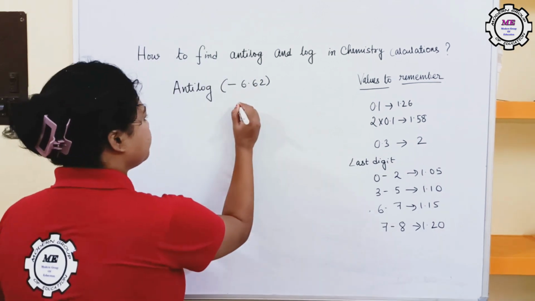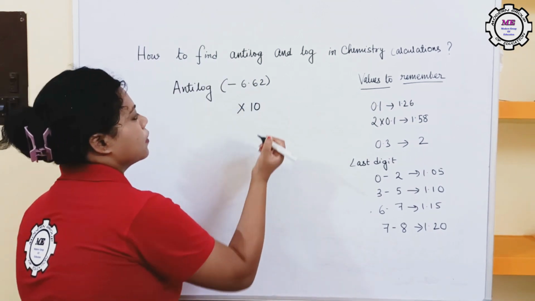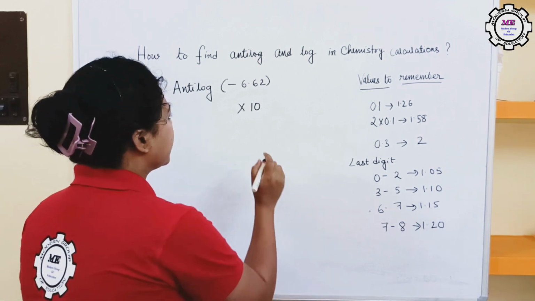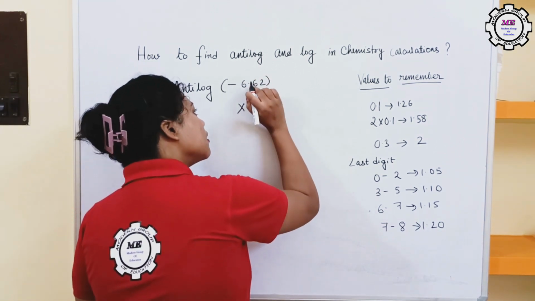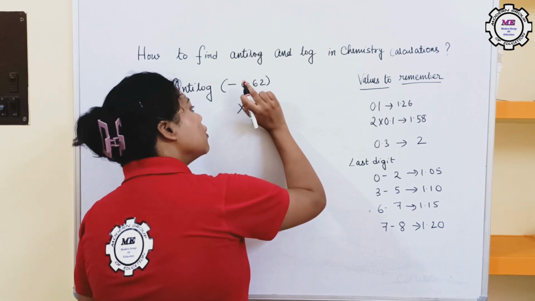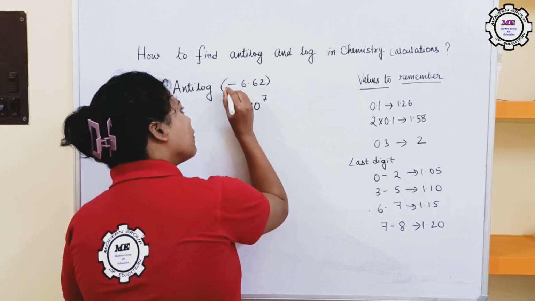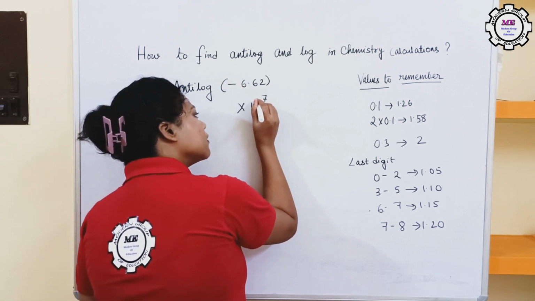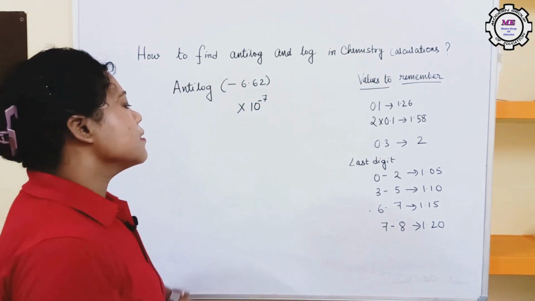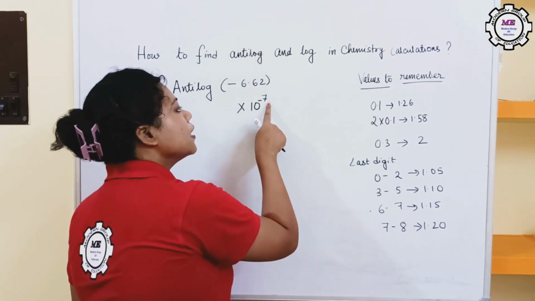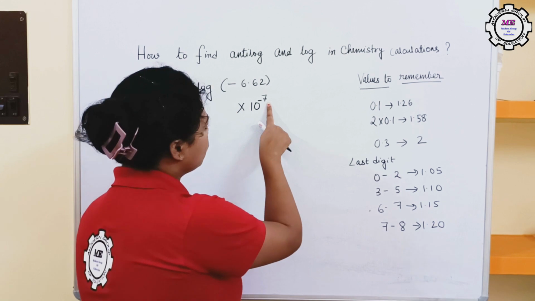First of all, 10 to the power, you have to write something obviously. 10 to the power, whatever is in front of the point, there is 6. You have to increase it by 1 power and write it like 7, and give this negative sign. What I did is 10 to the power, before the point there is 6, increase it by 1, then it will be 7. So 10 to the power minus 7.